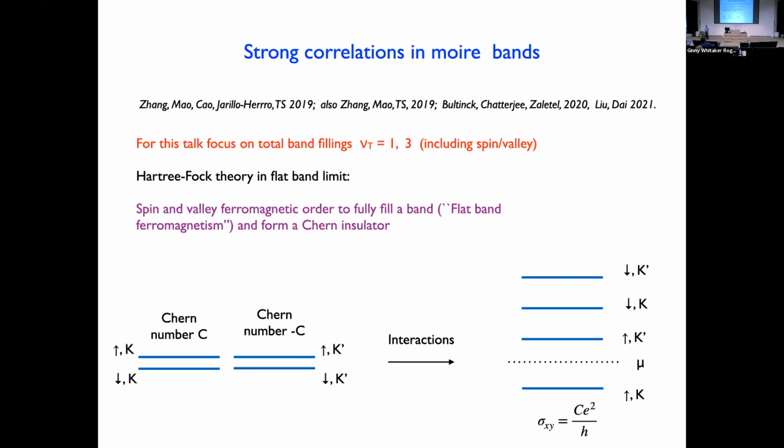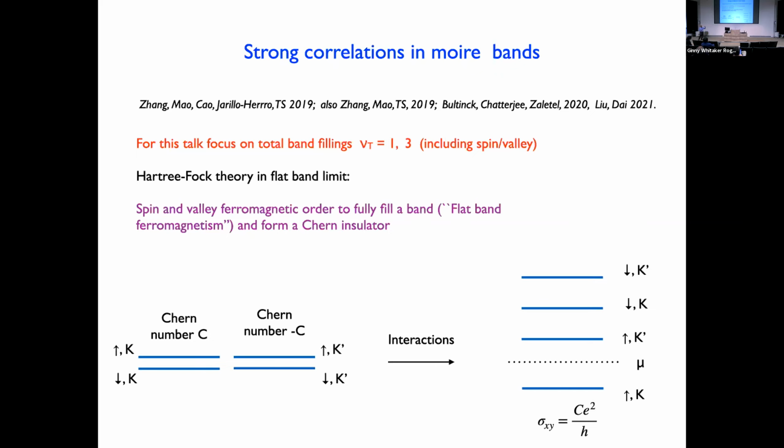So what can we say about the strong correlation problem? Again, I'm going to keep the focus very tightly on correlated insulators at the special filling of these moire bands. There's a lot more going on in experiments and in theory that I could talk about, but for the purpose of this talk, I'll just focus on this. And this filling includes both spin and valley, so it's really a quarter filling of the bands, or 3/4 filling.